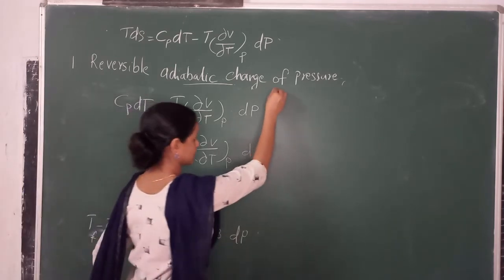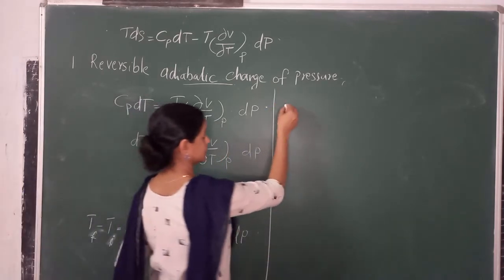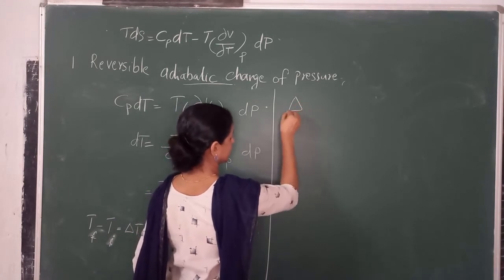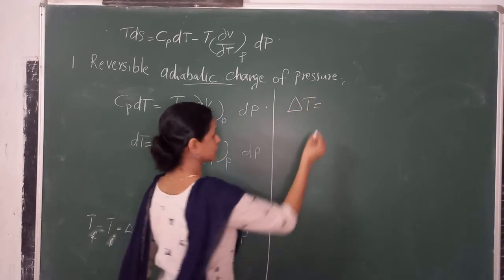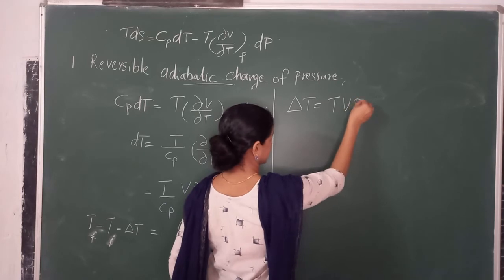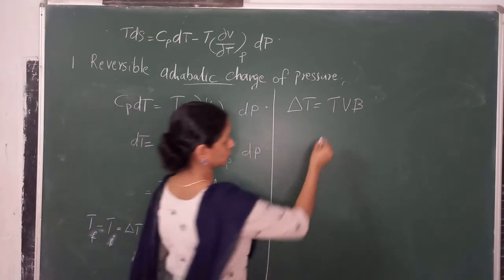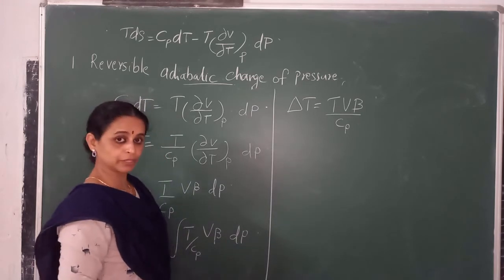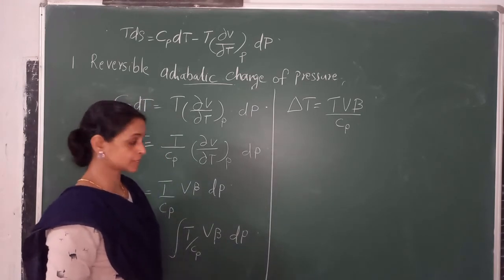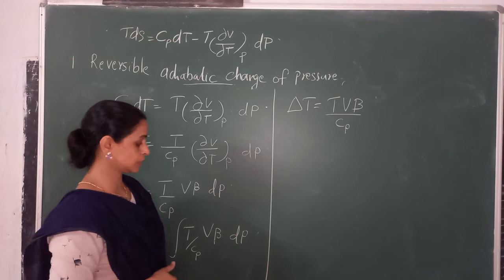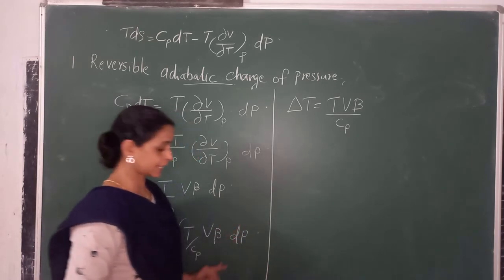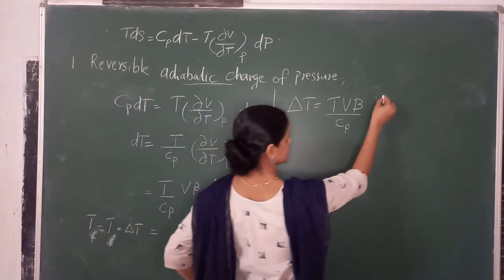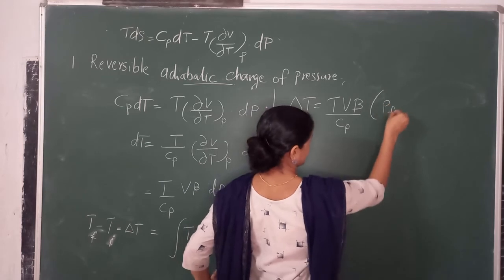We can write this equation as delta T is equal to T V beta, and also Cp is a constant. For many substances, Cp is also a constant. So there is only the integral of P here. So we can write it as Pf minus Pi.